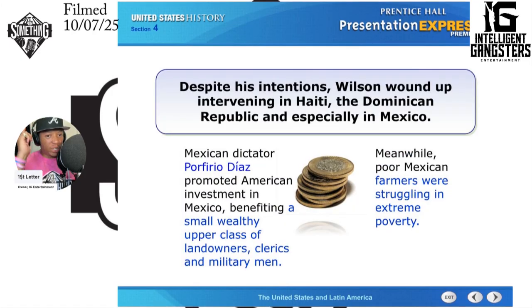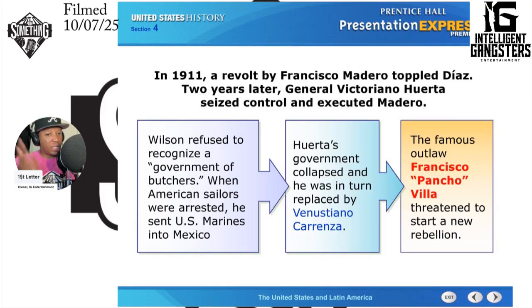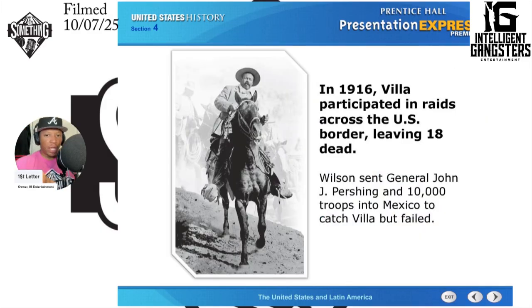See, America was working with Diaz because Diaz was letting them get that money. You know what I'm talking about? So Wilson was like, I'm not gonna recognize y'all's government. I'm not gonna acknowledge that y'all are in power. And so Huerta's government collapsed, and he ended up with Carranza down there. And Pancho Villa was like, forget all y'all. I'm gonna start a new rebellion. And y'all see he ended up killing some U.S. folks. So Wilson was like, oh, no way you're gonna do this. Not only am I gonna get you, I'm gonna send 10,000 of those boys to come get you.